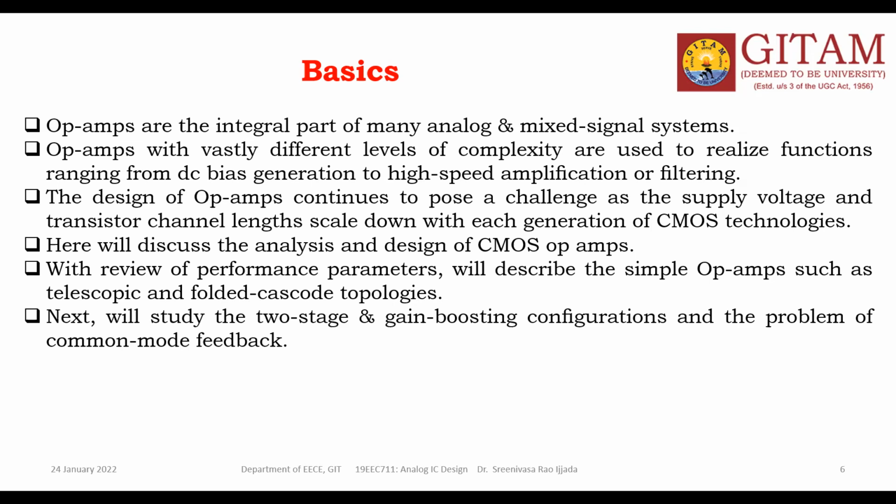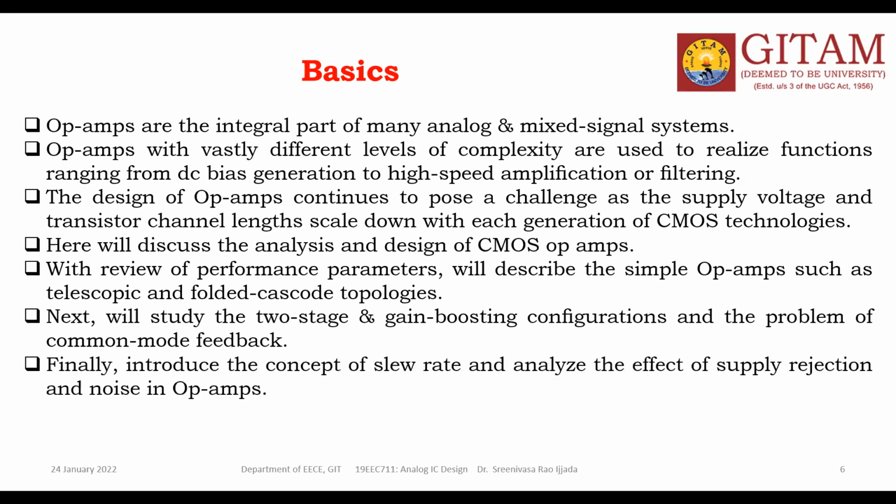After discussing the simple op-amp configurations such as telescopic and folded cascode in terms of the performance parameters, we will go for two-stage op-amps, gain boosting configurations, and the problems associated with common mode feedback. At the end of this module, we'll discuss the concept of the slew rate and analyze the effect of the supply rejection and the noise in the op-amps.